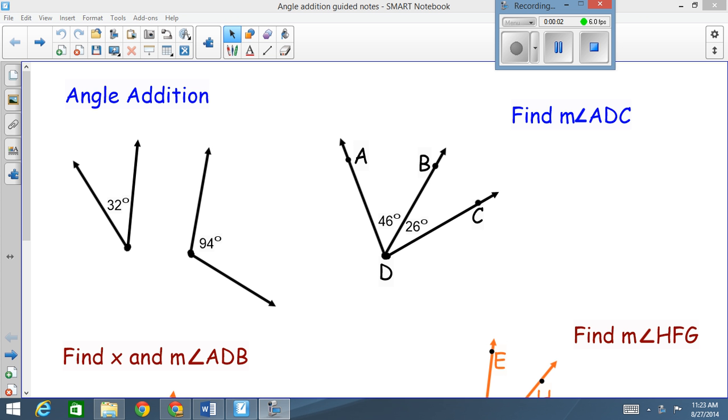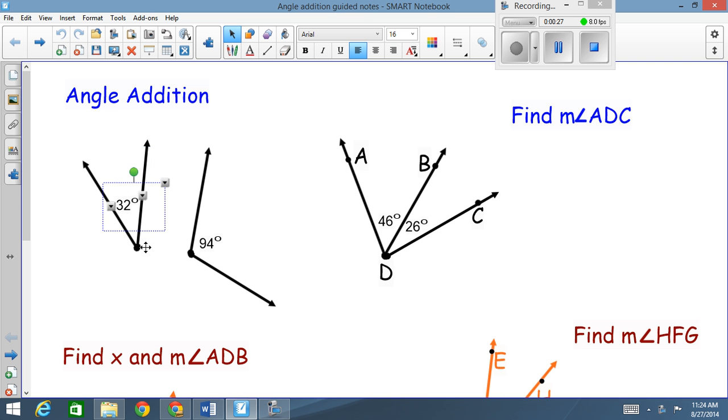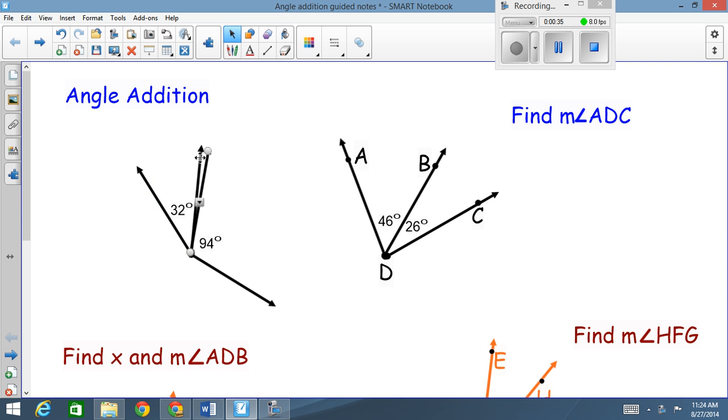Okay, so now that we have the basics of angles out of the way, let's talk about adding angles together. Let's start by looking at the upper left-hand corner here. If I were to add a 32-degree angle to a 94-degree angle, what would I get? Let me move this right over here, and let's assume that these fit together properly. I'm going to cheat here and adjust this one a little bit.